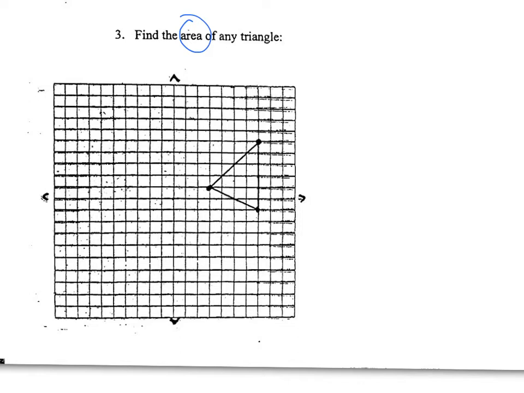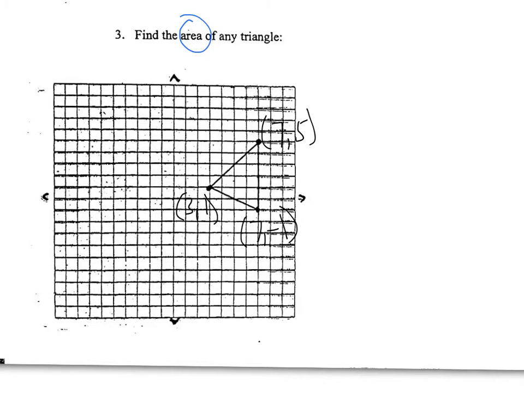The first thing you need to do is figure out what these ordered pairs are for this triangle. So I'm going to list these out. This is 3, 1. This is 7, -1. And up here, this is 7, 5.